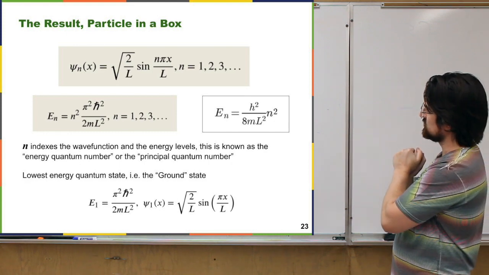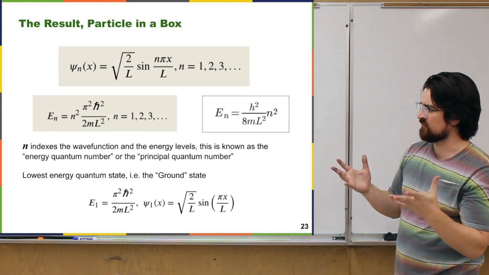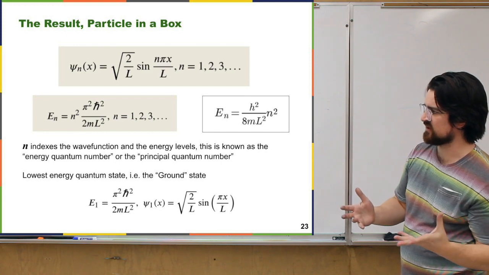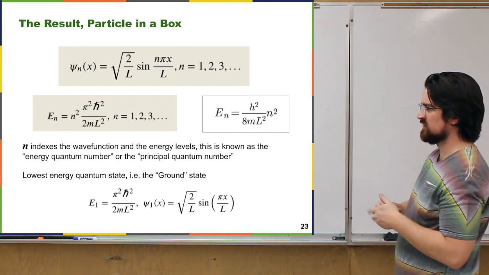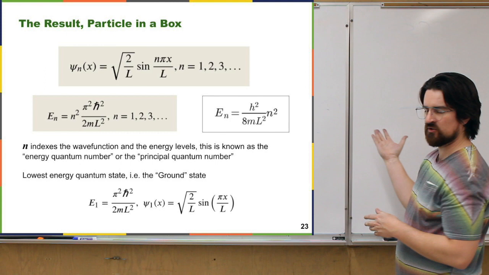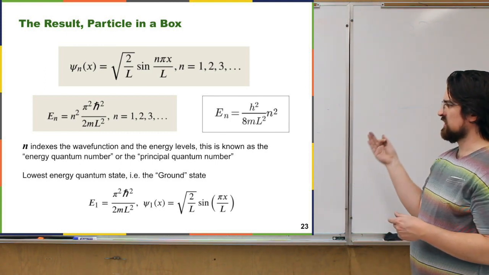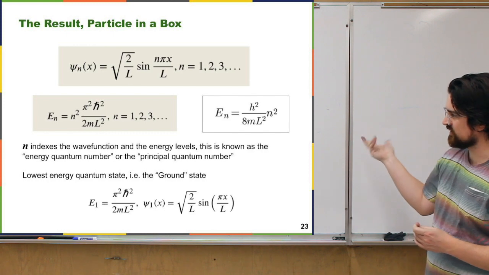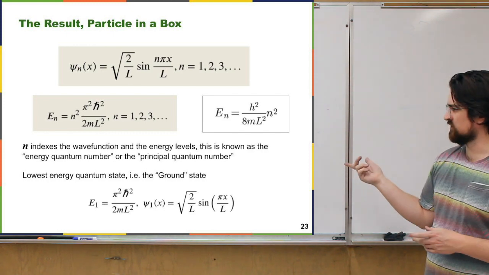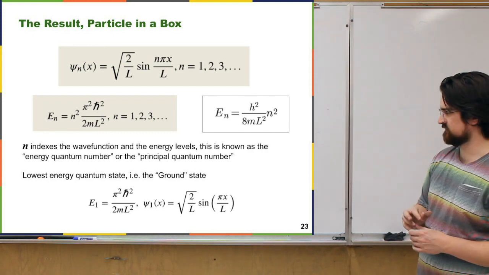So it turns out that this n, even though it kind of just came out of the fact that sine is oscillating and has these multiple zeros, n is a very important thing. It's what indexes the wave function, the energy levels. This n in particular is known as the energy quantum number, or also known as the principal quantum number. And let's just think about it.